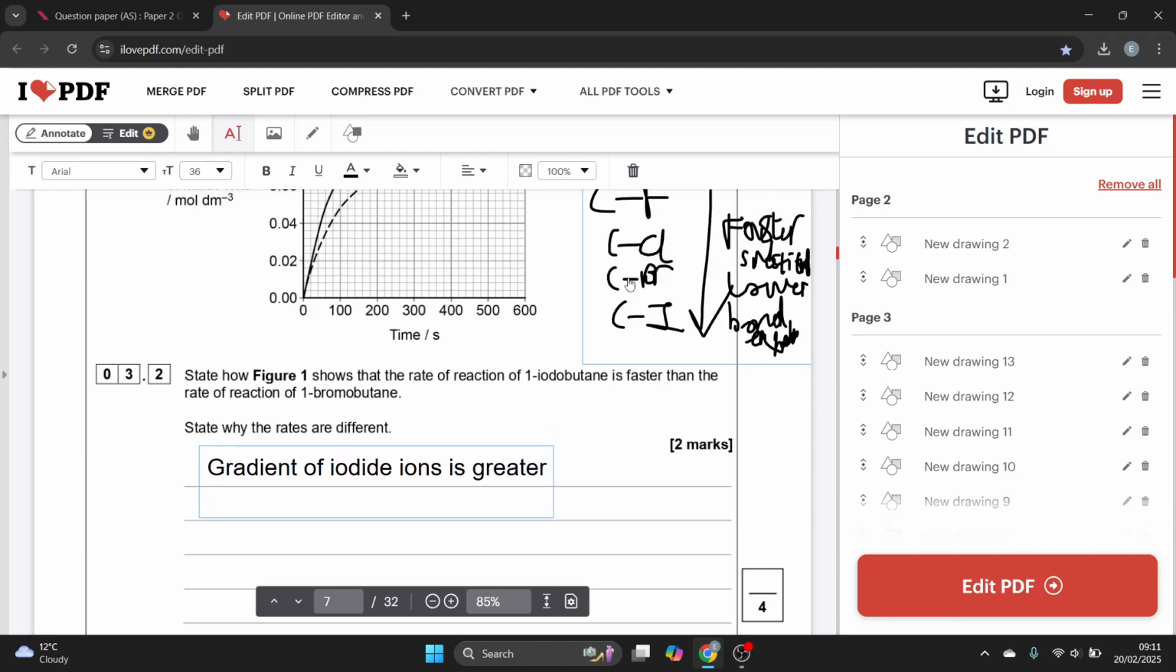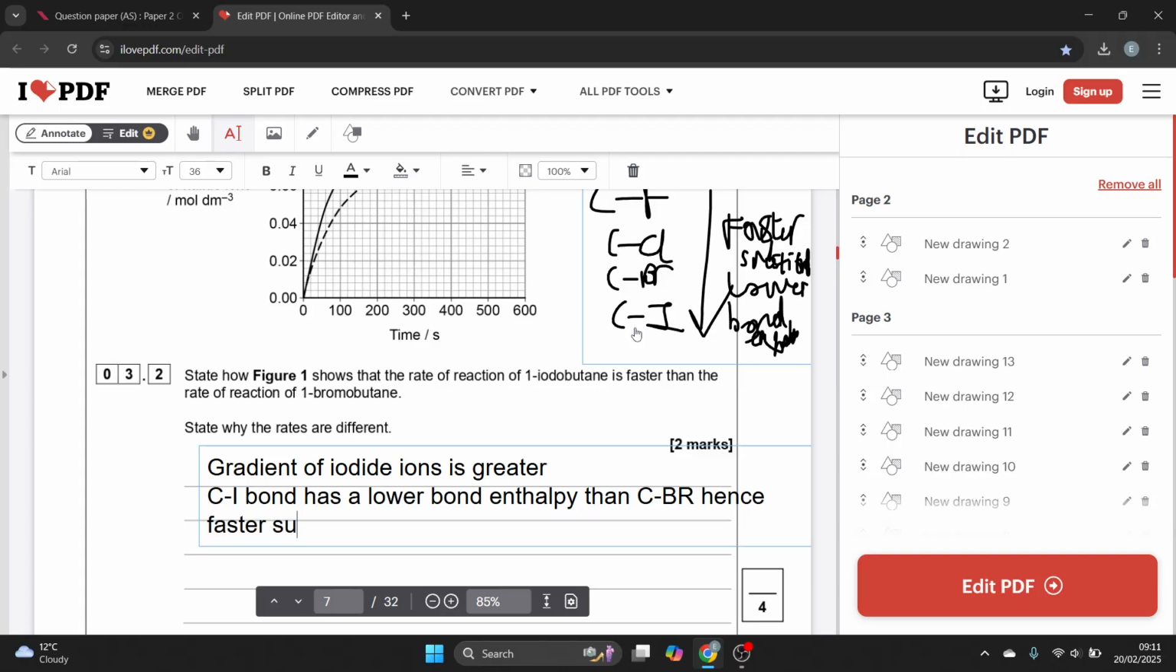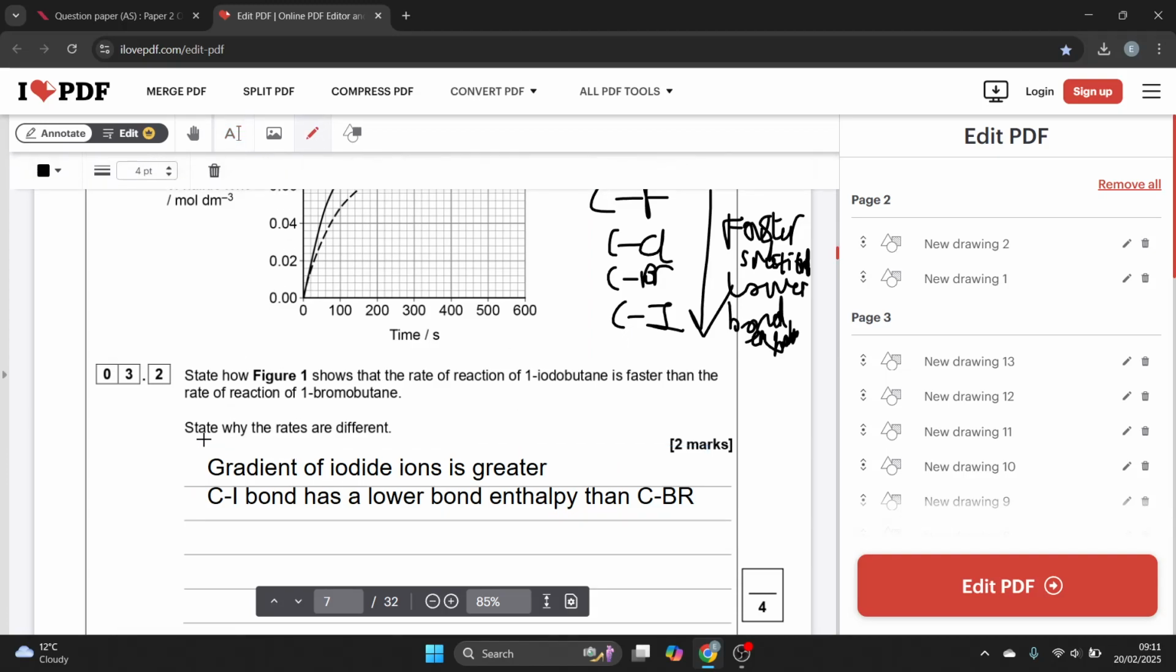Well, you can see the C-I bond is lower in bond enthalpy than C-Br, so that's what you need to say. The C-I bond has a lower bond enthalpy than C-Br, hence faster substitution. But you don't need to say any of that actually, because it's only 2 marks. 1 mark for your first part, and it only says state, it doesn't say explain. So I'll just show you that the C-I bond has a lower bond enthalpy than C-Br.